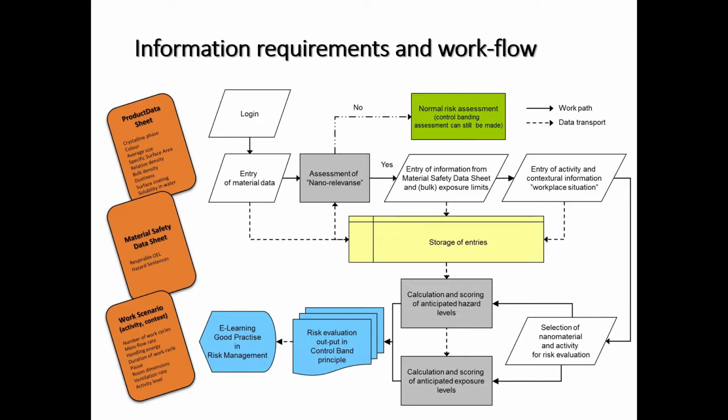Then you enter the activity and contextual information for your workplace situation, and this is all stored in a personal database. And then you go to the assessment where you can select the nanomaterial or process that you are working with, and the tool calculates the anticipated hazard levels and the anticipated exposure potential and scores this to give a combined control banding evaluation. And this is then the risk evaluation output. And then you can go further to e-learning and good practice in risk management if that is required.